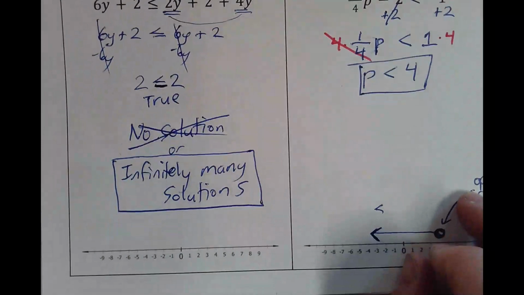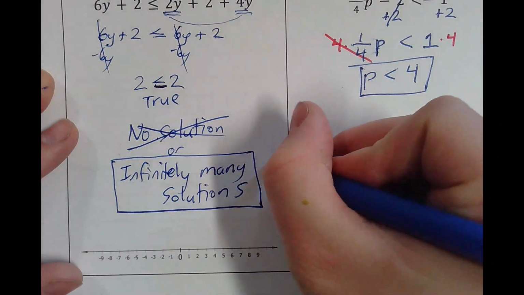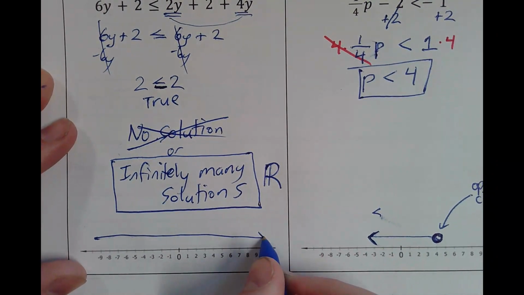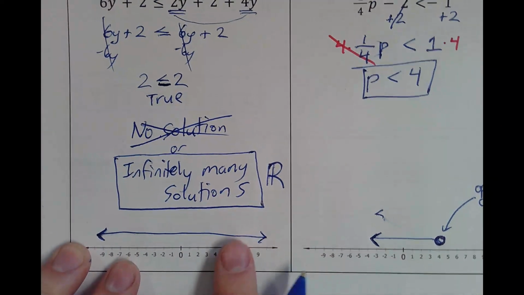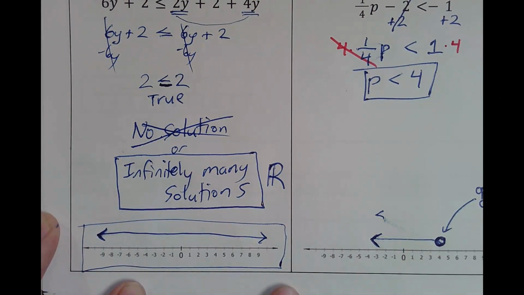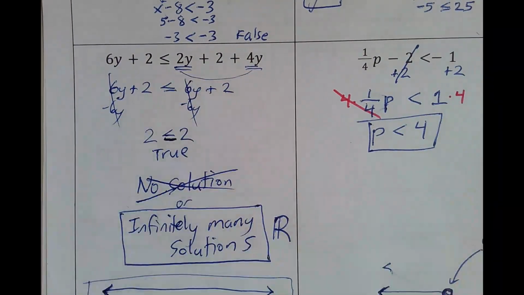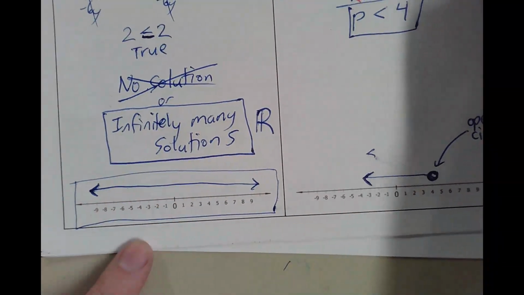So I have a question. How do you graph infinitely many solutions? Another way to say infinitely many solutions is all real numbers. So all real numbers includes every single number on the number line. So this would be a way to graph it. Every single number plugged into this inequality would be true. So therefore, it's an arrow facing both directions. Okay, let's go ahead and move on to the next page here to check our work for this one.